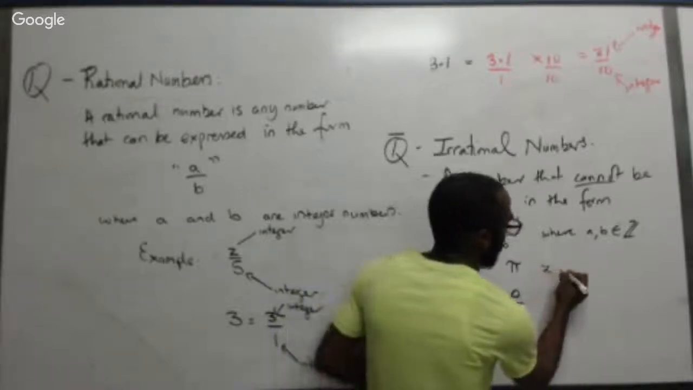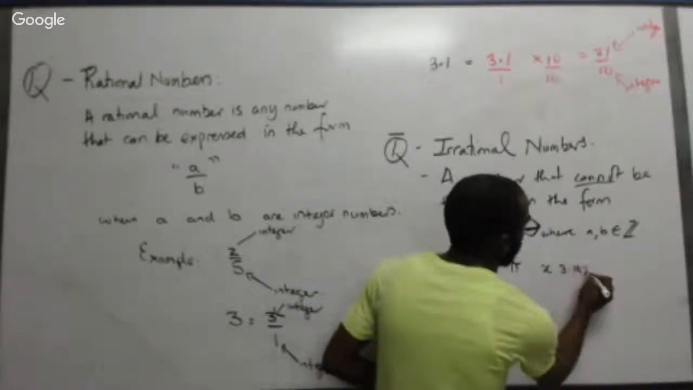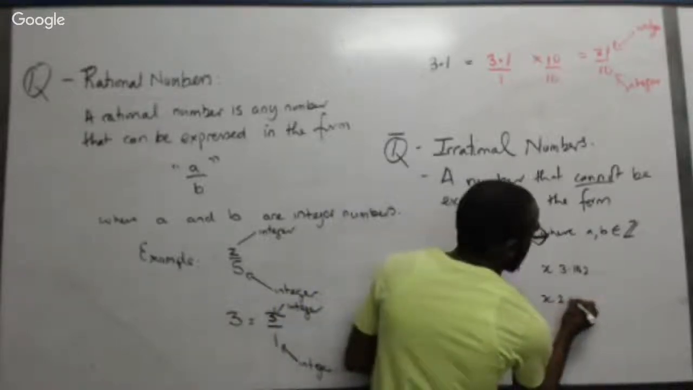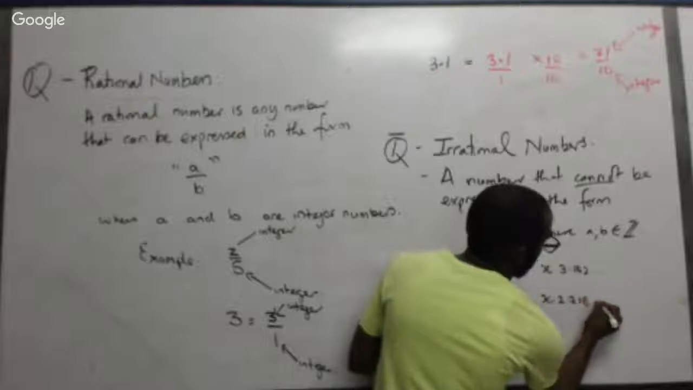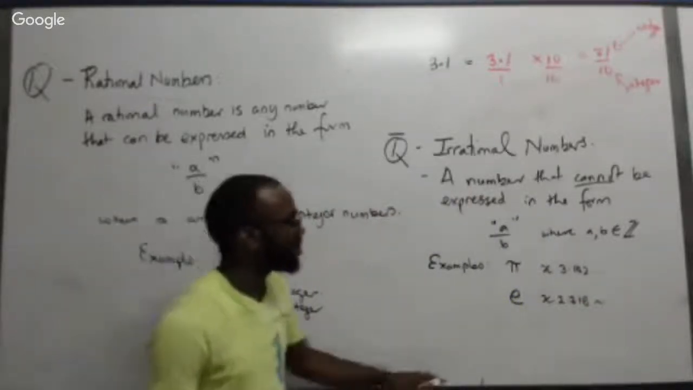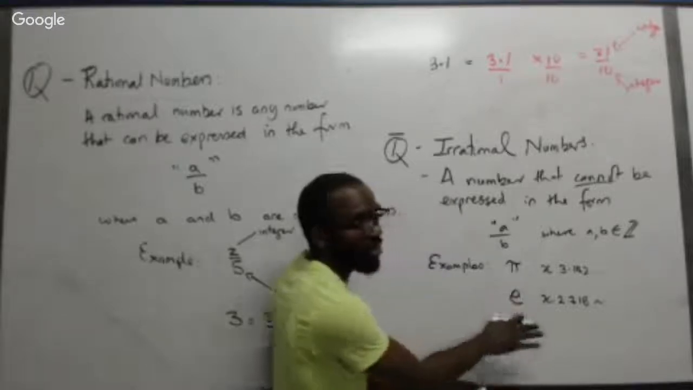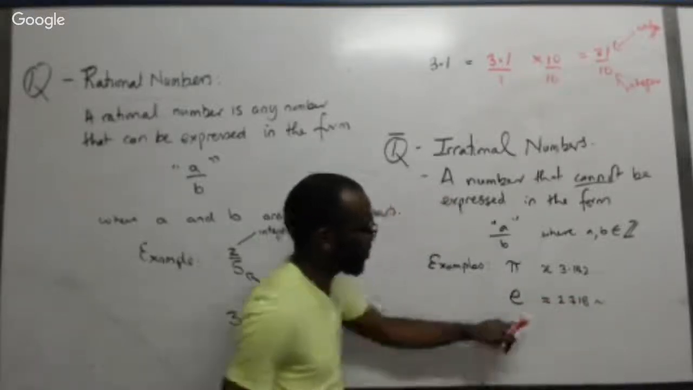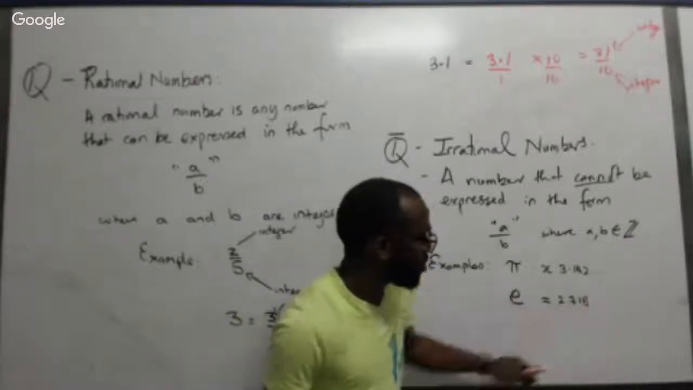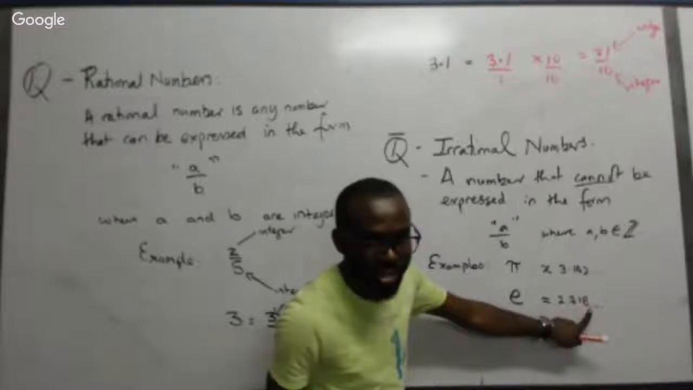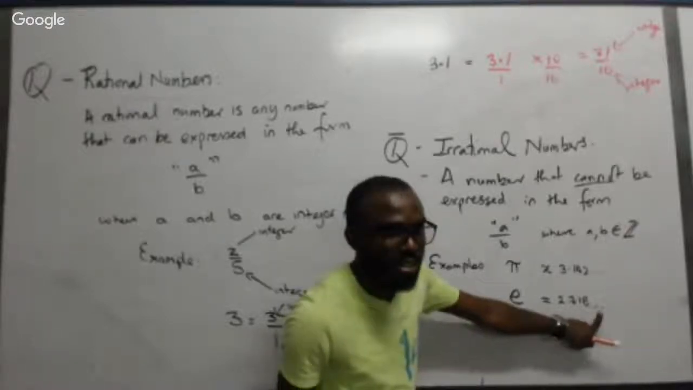The next one is e. Approximately 2.718, right? And it continues. Later on, you will learn what e is, just a natural base. But although I write it as a decimal, this is not the end of the decimal places, so it continues.